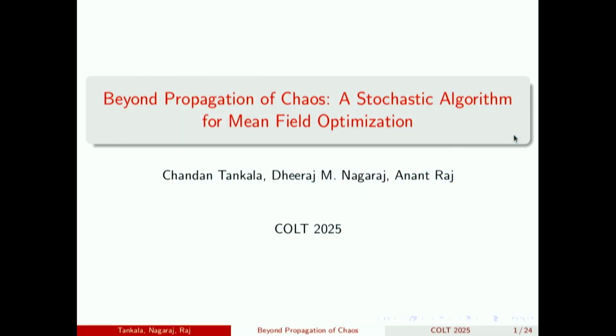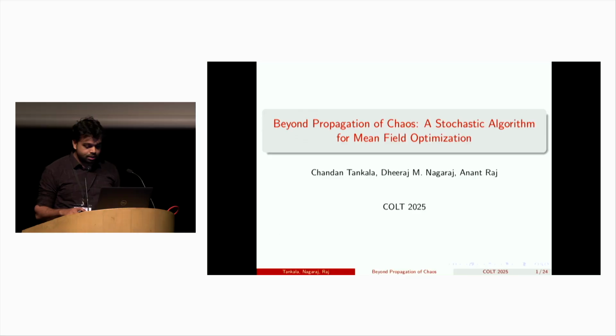Okay, hello everyone. I'm Anantraj, and I am presenting this work that was done jointly with Dheeraj and Chandan. The title of this work is Beyond Propagation of Chaos, a stochastic algorithm for mean field optimization. And this work is not related to graphs.